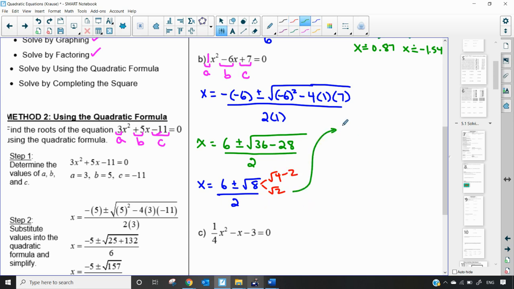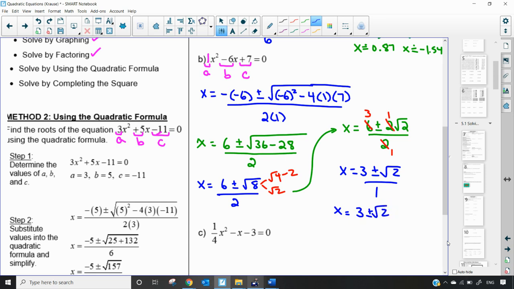So continuing to simplify, we're going to have x equals 6 plus or minus 2 root 2, all divided by 2. Now again, after we've simplified, we can see that all of our terms are divisible by 2. So we're going to divide each by 2. That leaves me with 3 and 1 and 1. And so my final answer is 3 plus or minus root 2, all divided by 1, which is just 3 plus or minus root 2.